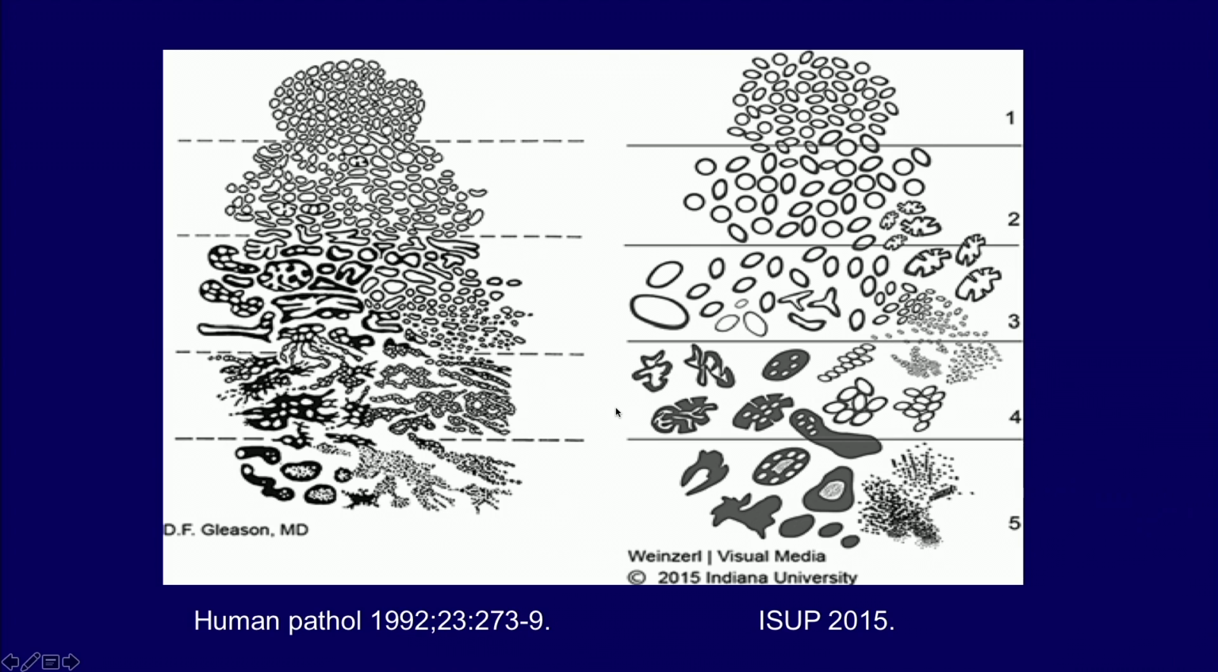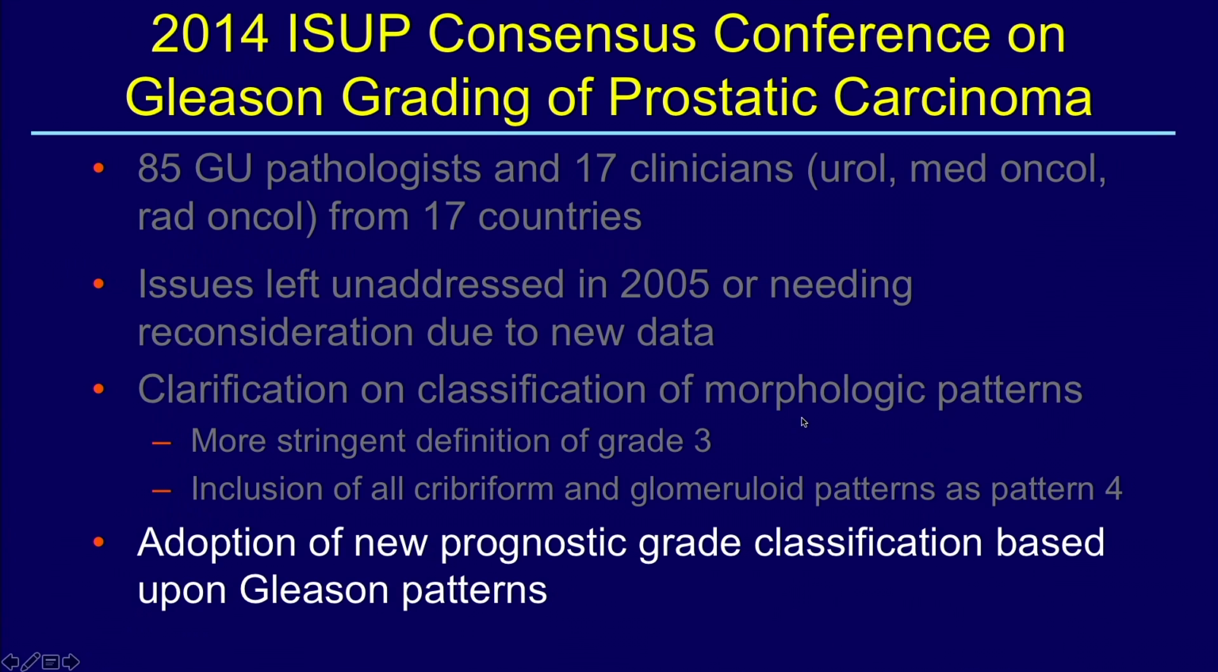And the ISUP then redrew, if you will, the boundaries for the Gleason system. This is the old pattern that Don Gleason drew. They drew this, having more stringent definition of what we call low grade. They had to be well-formed acini, and anything cribriform fell beyond the pattern 3 and into the high-grade patterns here.